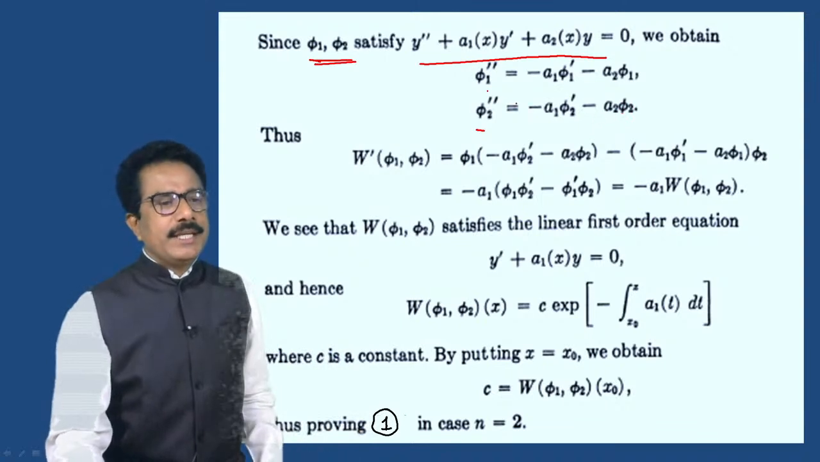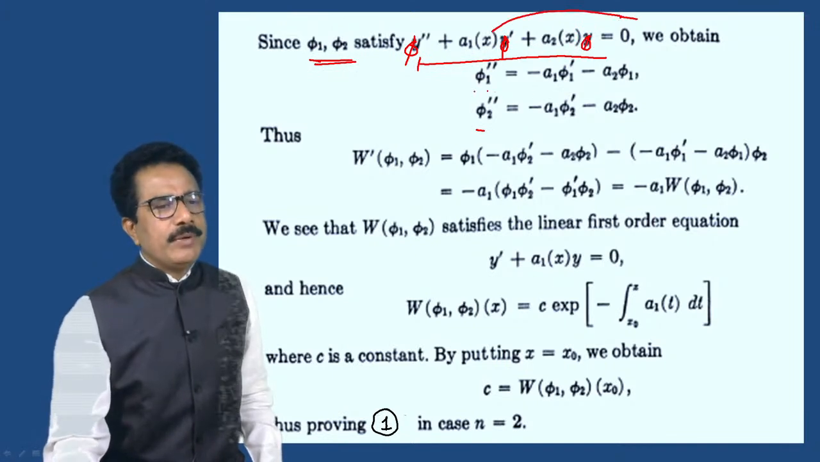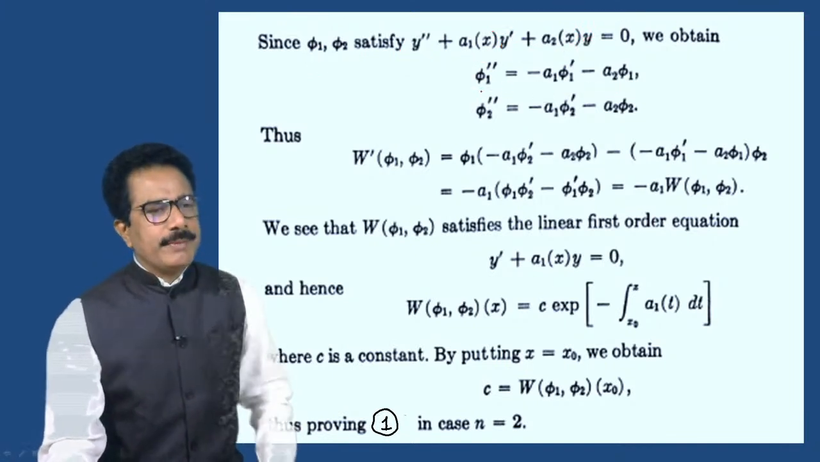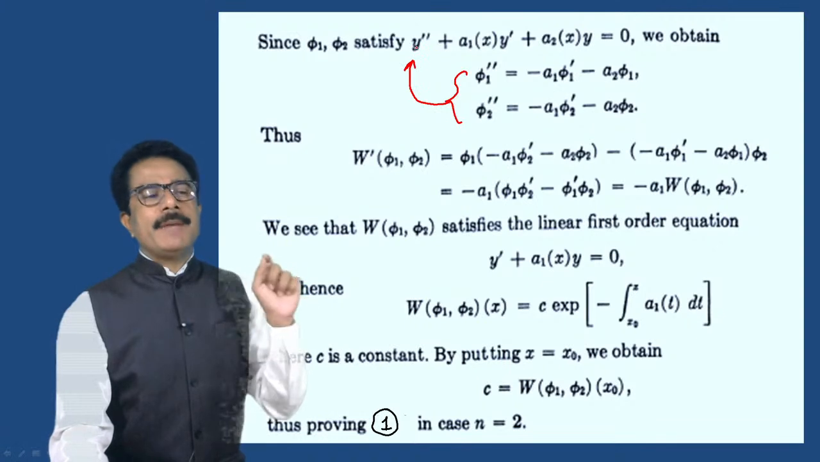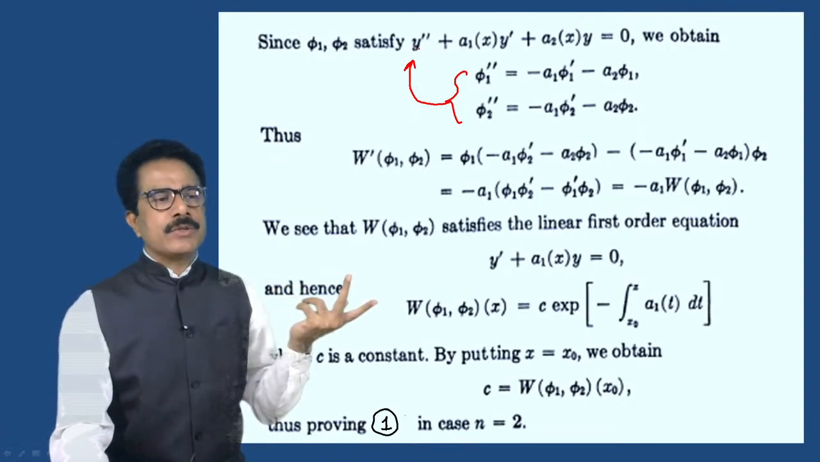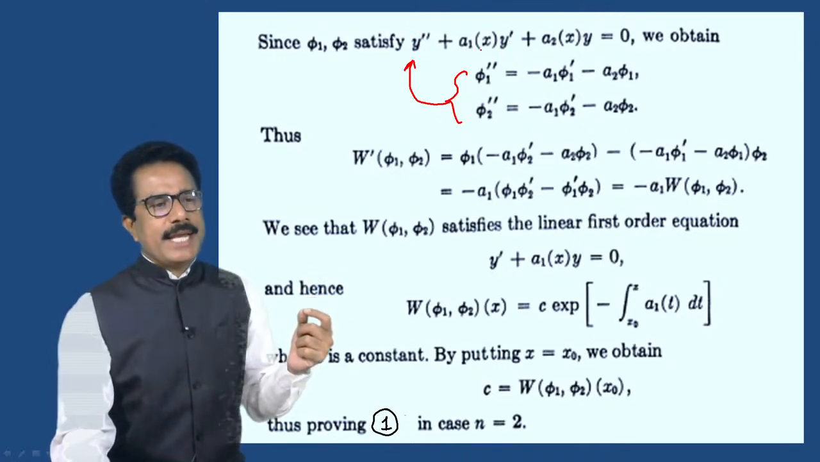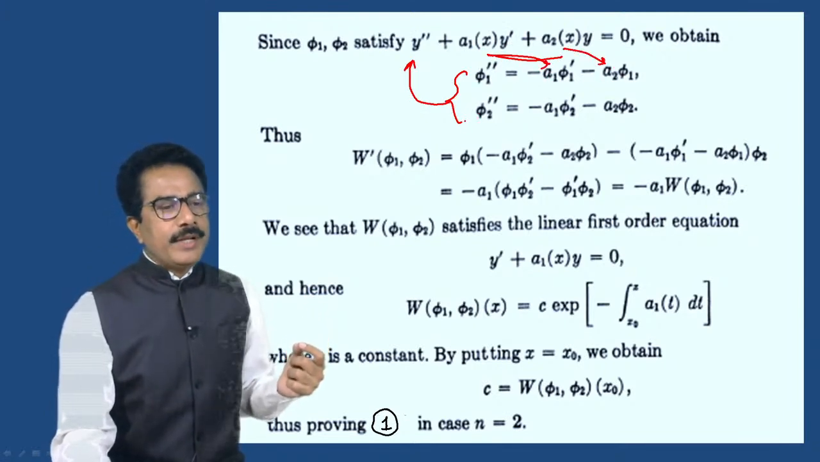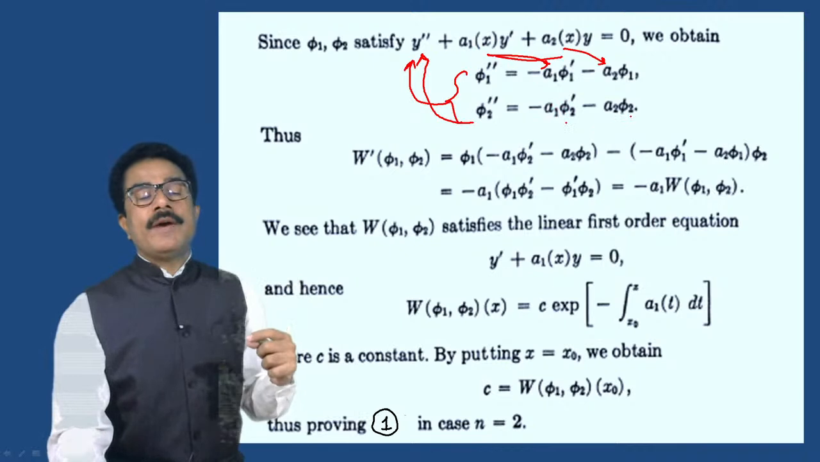How can we write this? If we replace this phi1 double dash, see this. How do we obtain this? Replace phi1 in place of y, which is a linearly independent solution. Phi1 double dash equals minus a1 phi1 dash minus a2 phi1, as the terms get transferred to the right side. If we replace phi2 double dash, then similarly we get minus a1 phi2 dash minus a2 phi2.